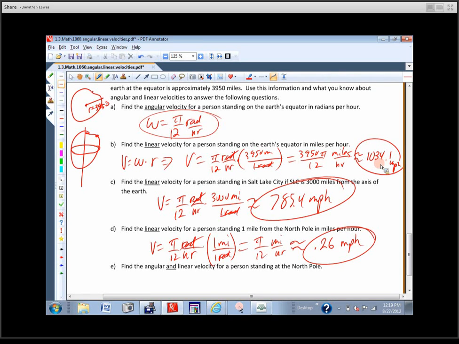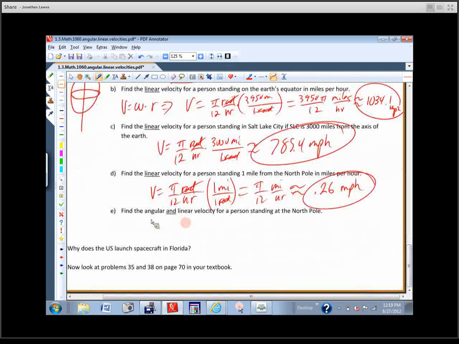Okay? All right. And then it says, find the angular and linear velocity for a person standing at the North Pole. So what if you're right on the North Pole? Are you on the Earth? Okay, so what's omega? Pi 12ths. You're standing there, right? Here's what would happen. Every 24 hours, you do one of these. That's it. So about every hour, you get to do this. That's about it. Okay? What's your linear velocity at the North Pole?